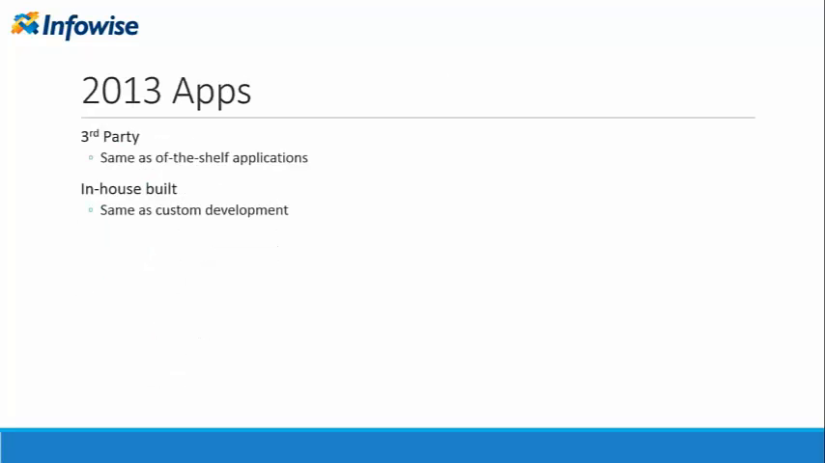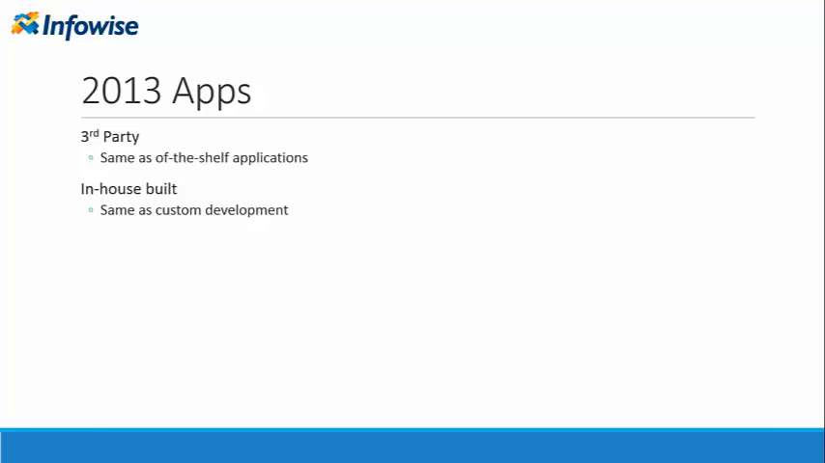Now, in 2013, you have the new option of using apps. You can buy a third-party app from an app store, but it's the same as an off-the-shelf application, not exactly built to your specifications, with changes sometimes impossible, sometimes very expensive. You can build an app in-house, but that is really similar to custom development, again with the development cycles and the cost.